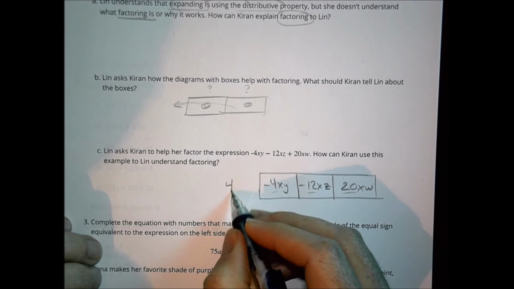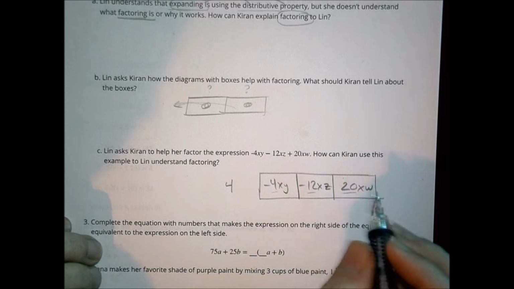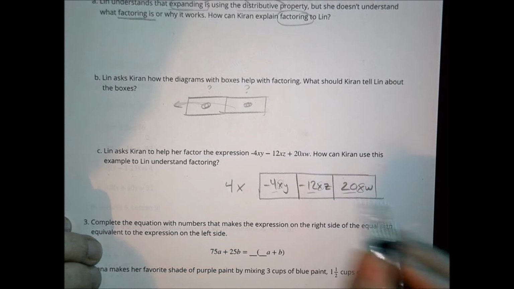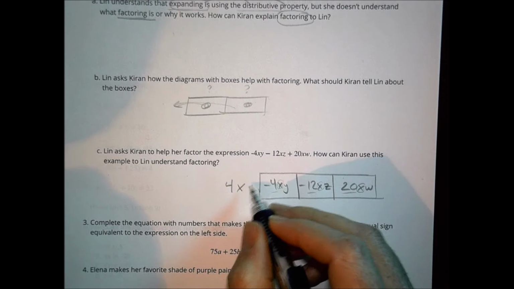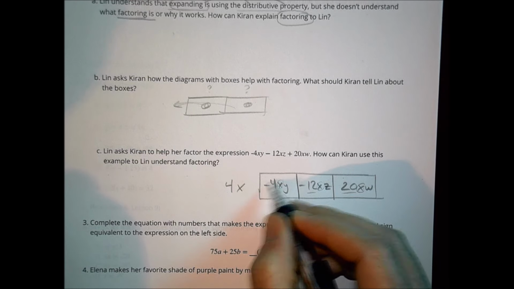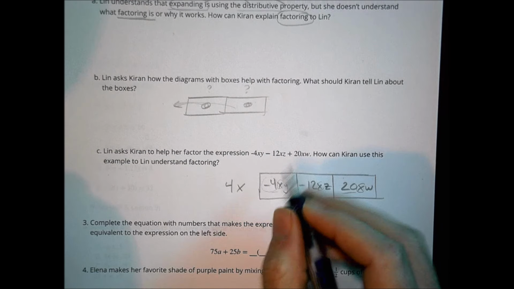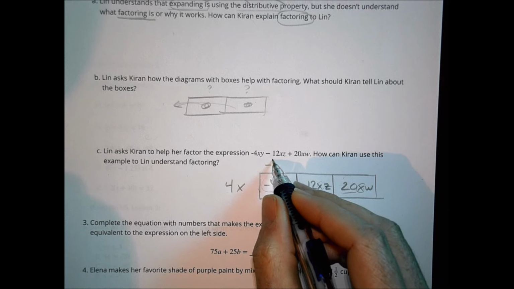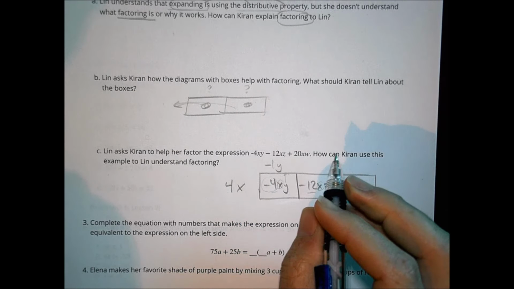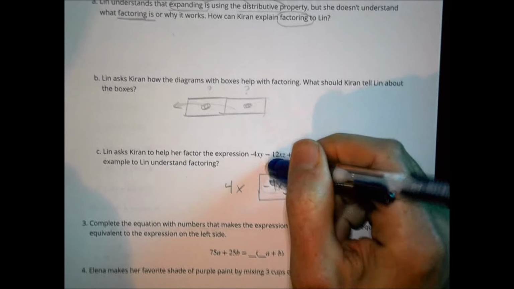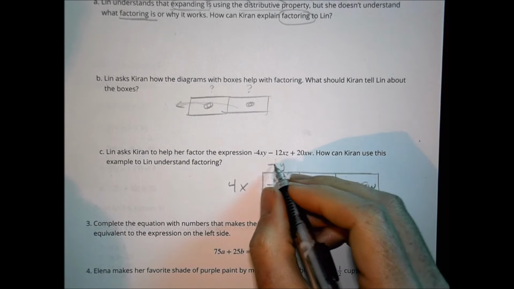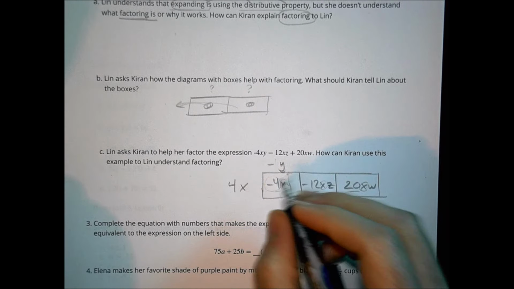4 goes into each of those terms. I also noticed that they each have an x, an x, and an x, so I can take an x out of all of them. So looking here, I have a 4x going in. What's left over here, 4 times what number will give me a -4? That would be a -1, okay? And then what's remaining? I still have a y. So I could just write it as -y, and that would be acceptable. We could write -y above there. So 4x times a -y is going to give you -4xy.